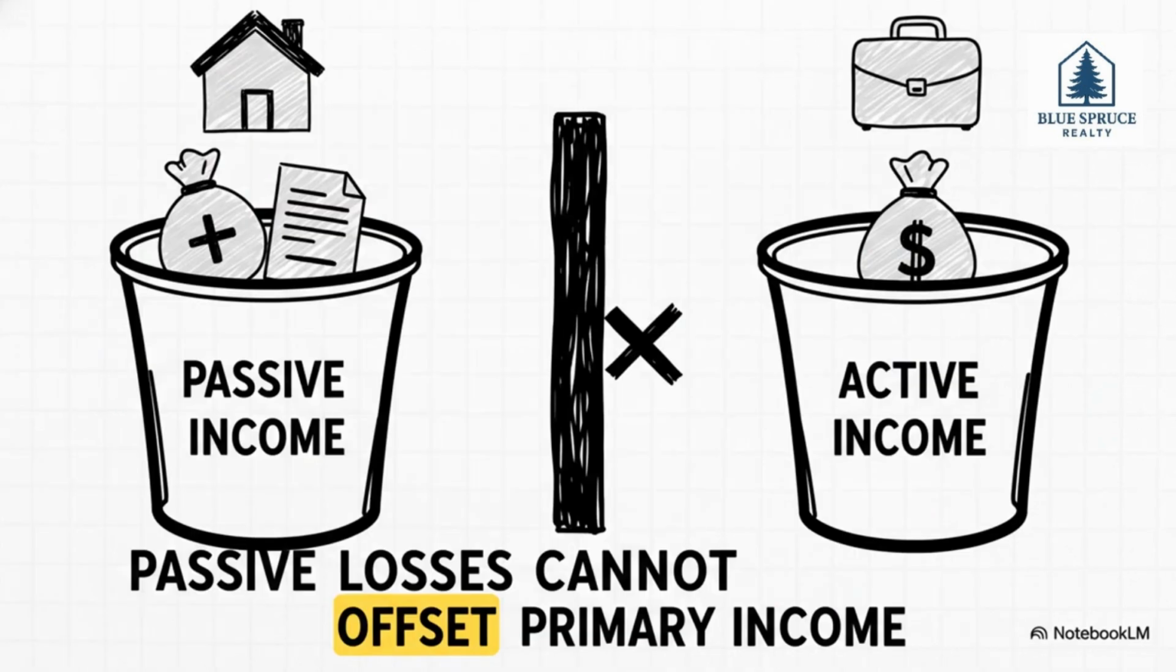So here's what that passive label really means for your wallet. Your rental losses are stuck in their own little bucket. Sure, they can offset profits from your other rentals, but they cannot cross that wall to reduce the tax you owe on your W-2 job, your spouse's salary, or your main business income. They're just trapped over there.